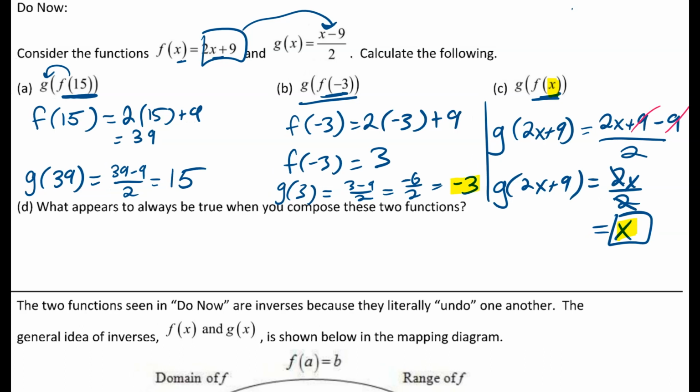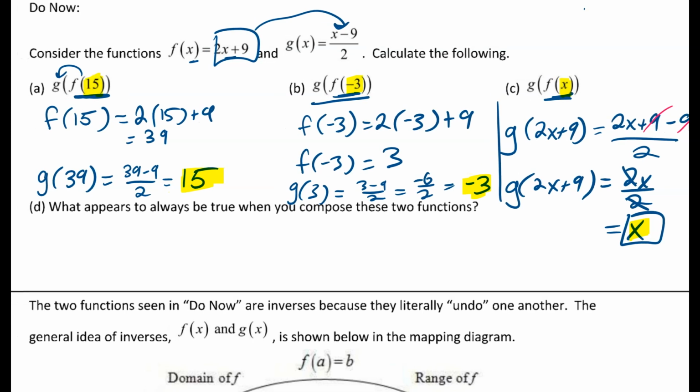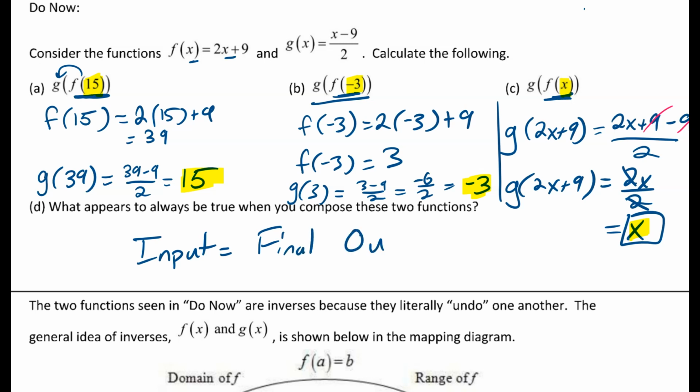As a matter of fact, my original input is the same as my final output for all of these. And the reason for that is because g and f are actually inverse functions of one another, meaning that they undo each other. So what appears to be true when you compose these two functions? My input ends up being the same as my final output. And we're going to see that happens every time we compose inverse functions.